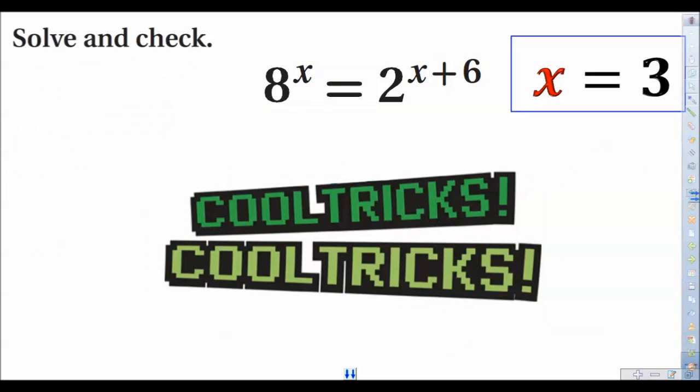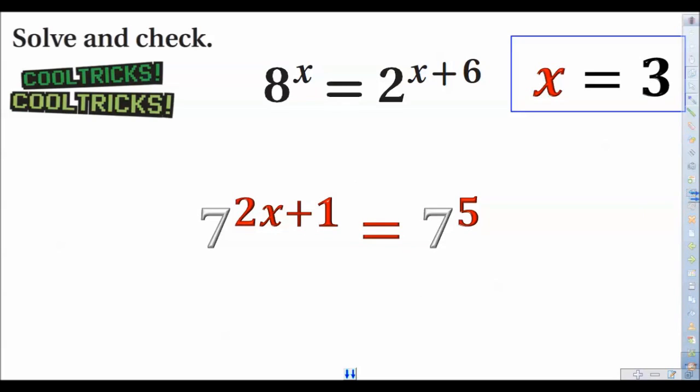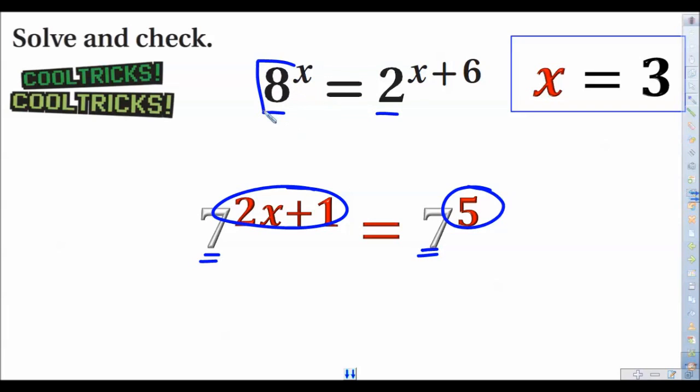Cool tricks, cool tricks! Oh, I thought I was done with this guy. Hey, there's another way we can do this. Recall this. If we had the same bases here, doesn't that mean that these 2 things have to be equal? Well, can we say the same thing about these right now? No, this says 8 and this says 2. So we can't say that x equals x plus 6. But is there a way to change 8 so that it's also saying 2 to some power? 2 to what power would give us 8?